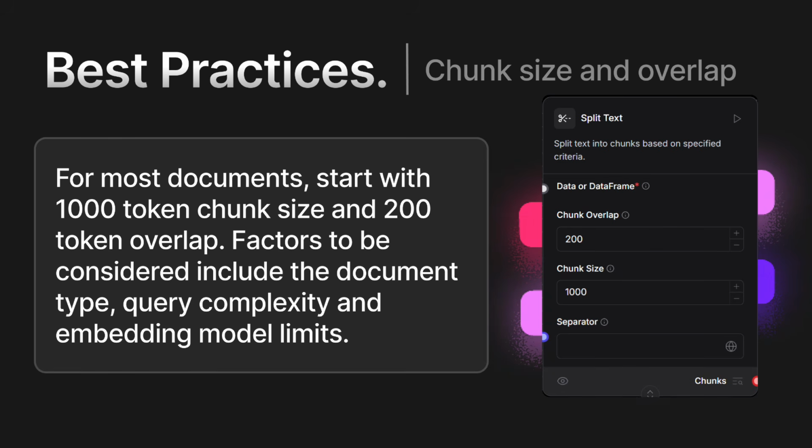Chunk size and overlap. The best tip is to start with 1000 tokens chunk size and 200 token overlap for most documents. Factors that should be considered include the document type. Technical documents need larger chunks, query complexity, factual queries use smaller chunks, and model limits. So you have to test the retrieval accuracy and adjust to suit your needs.